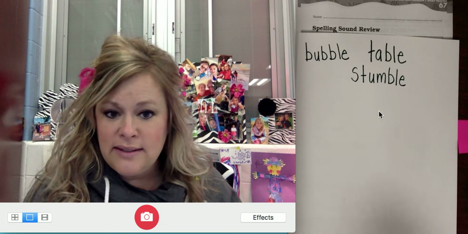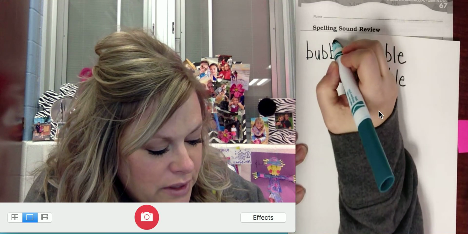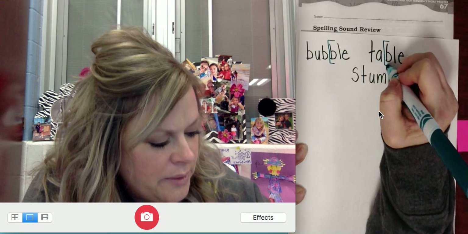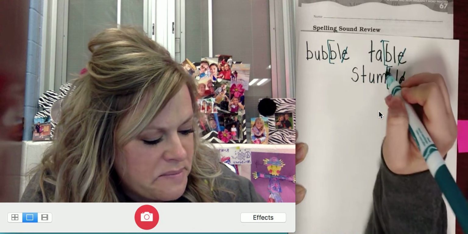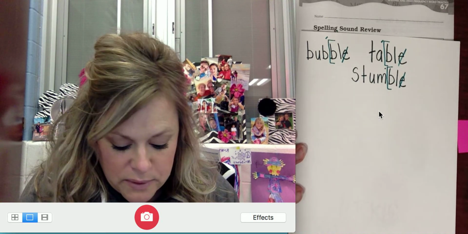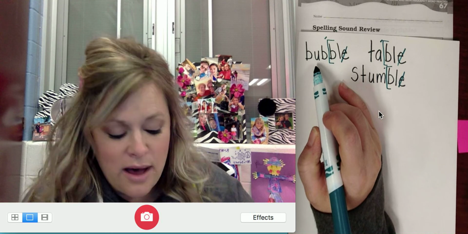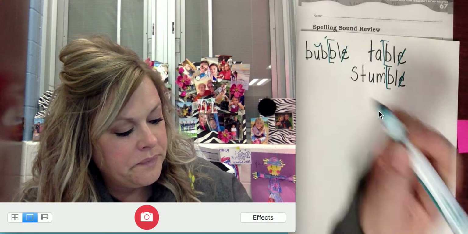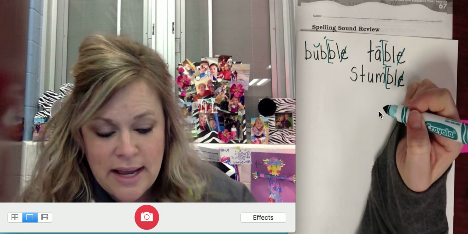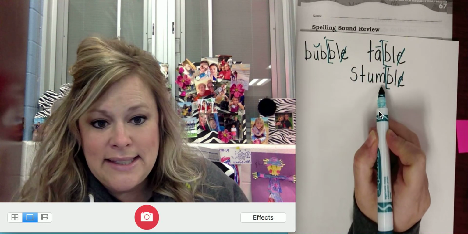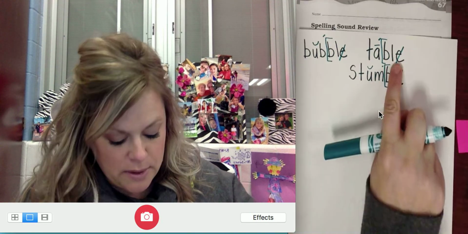And how do we code this? Who remembers? Say it out loud. With a bracket. Very good. A bracket. We cross out the E, put a little accent mark before it, and then we take a look at those vowels, right? I know this vowel is short because it's followed by a consonant. I know this vowel is long because it does not have a consonant after it. This U has consonant M, so it is closed and it's a short sound. Bubble, table, and stumble.